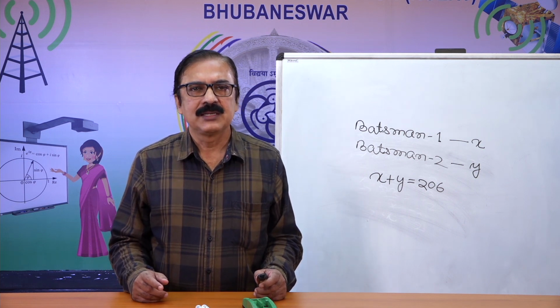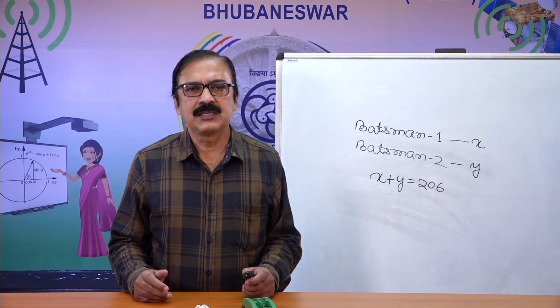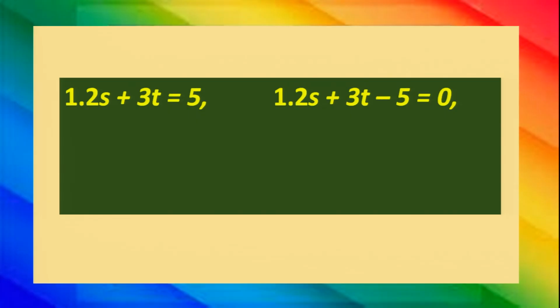Now let's rearrange the equations in this form. Here 1.2s plus 3t is equal to 5. This can be written as 1.2s plus 3t minus 5 is equal to 0. If we compare this with the previous one, that is ax plus by plus c equal to 0, just think s in place of x and t in place of y, then a is 1.2 here, b is 3 and c is minus 5.